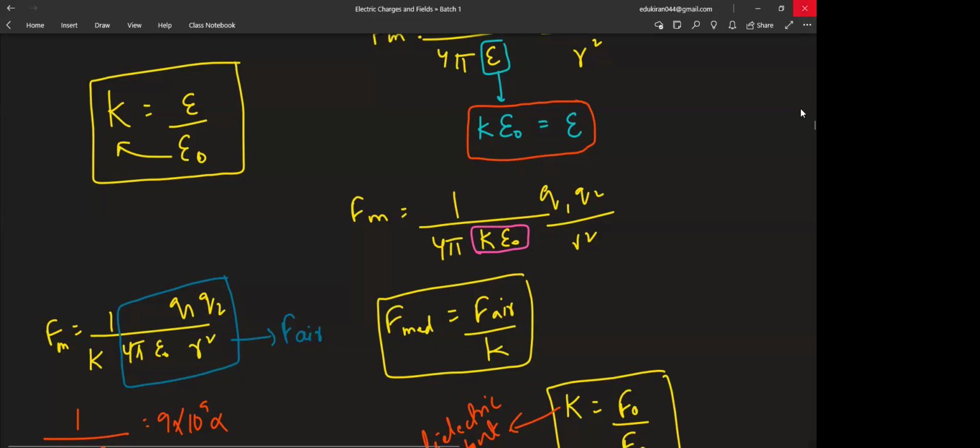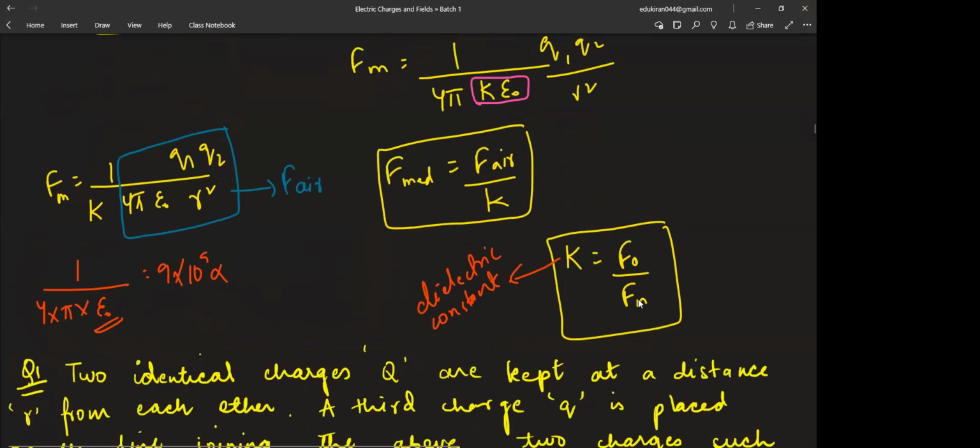So when we have to write down the formula of the dielectric constant, we write it as F naught by Fm. Whenever you have naught, that stands for air. So this is the force in air. This is the force in a medium. Just make a note point and quickly copy it down.